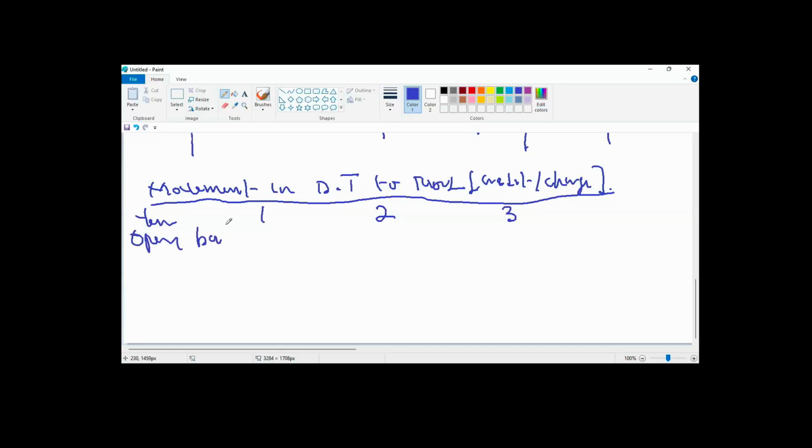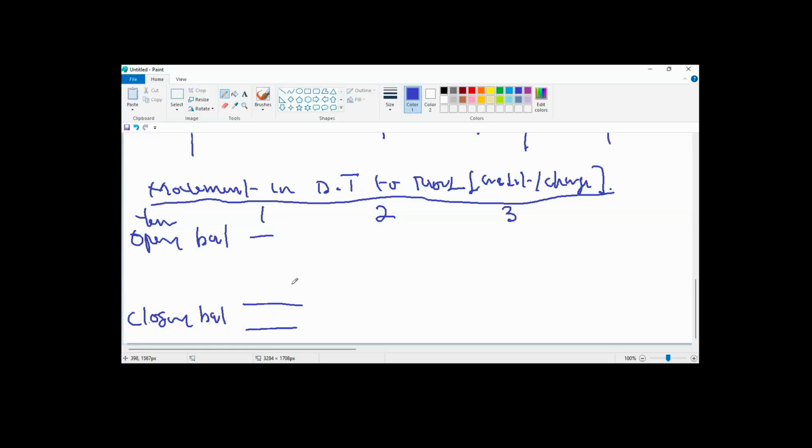Opening balance. What do we close with? Closing balance. In year 1, what is the opening balance? The question did not give us.